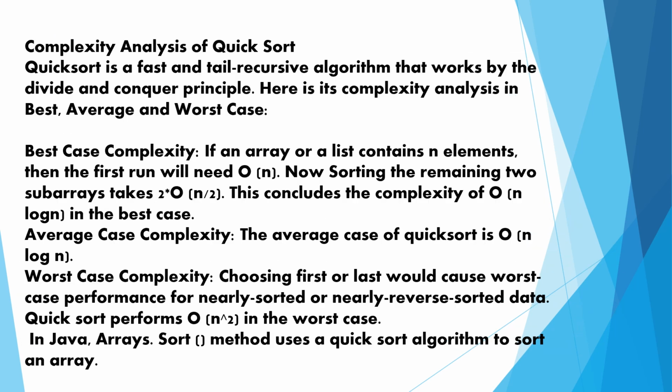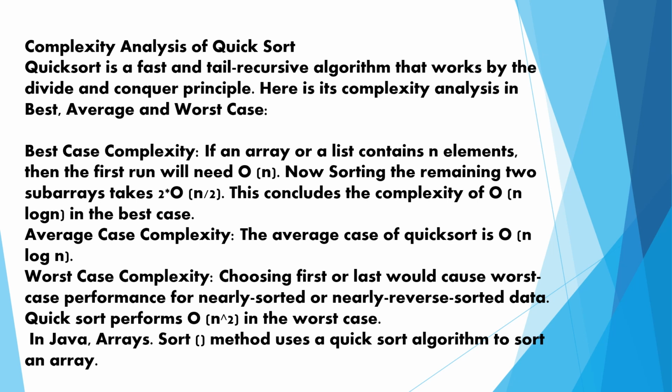Complexity analysis of quicksort. Quicksort is a fast and tail recursive algorithm that works by the divide and conquer principle. Here is the complexity analysis in the best, average, and worst case. The best case complexity: if an array or list contains n elements, then the first run will need O(n). Now sorting the remaining two subarrays takes 2 times O(n/2). This concludes the complexity of O(n log n) is the best case complexity.